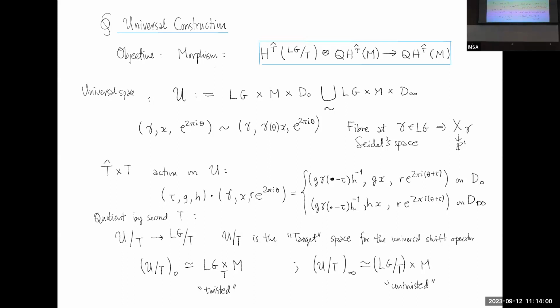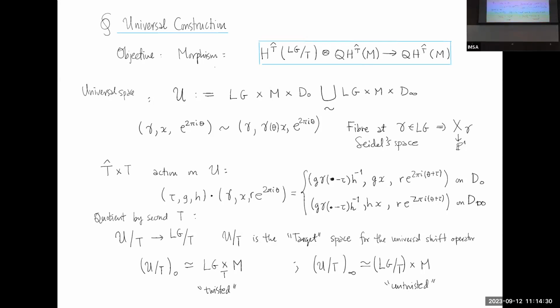Anyway, in this case, you have this T hat times T action. Remember the tau comes from the S1, and then you have two tori. And then the action is what I am describing there. The action is defined in a way that whenever you glue the two chunks of this universal space, it's compatible, and then you just descend. It descends properly to the universal space.